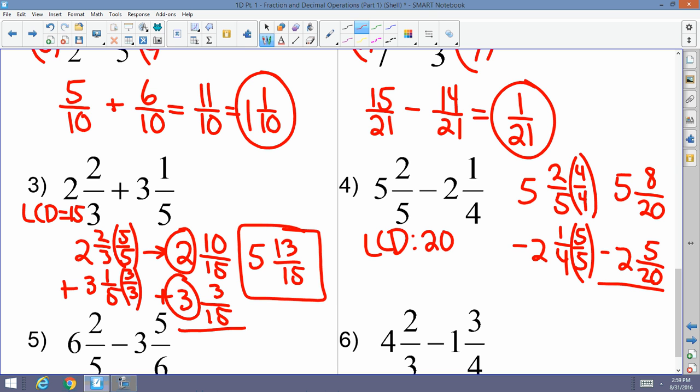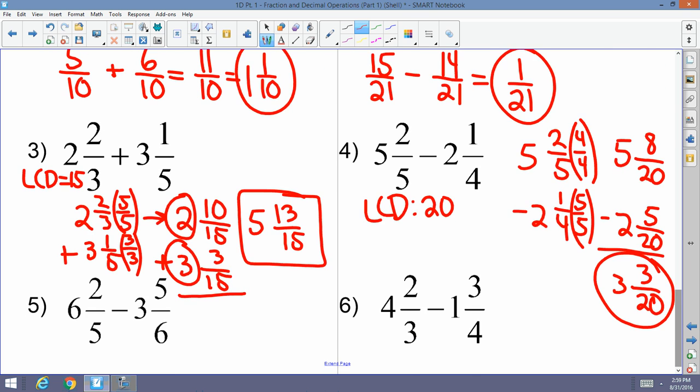Now I have a common denominator. Now I can subtract the fractions and whole numbers. 8/20 minus 5/20 is 3/20. And 5 minus 2 is 3. So my answer is 3 and 3/20.